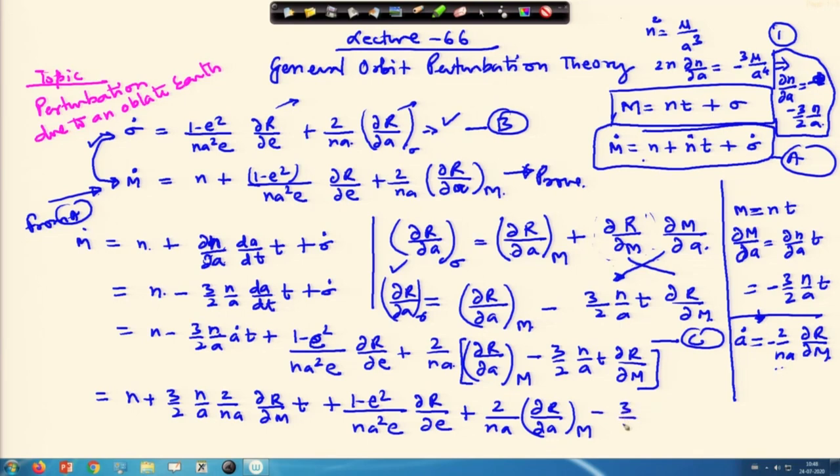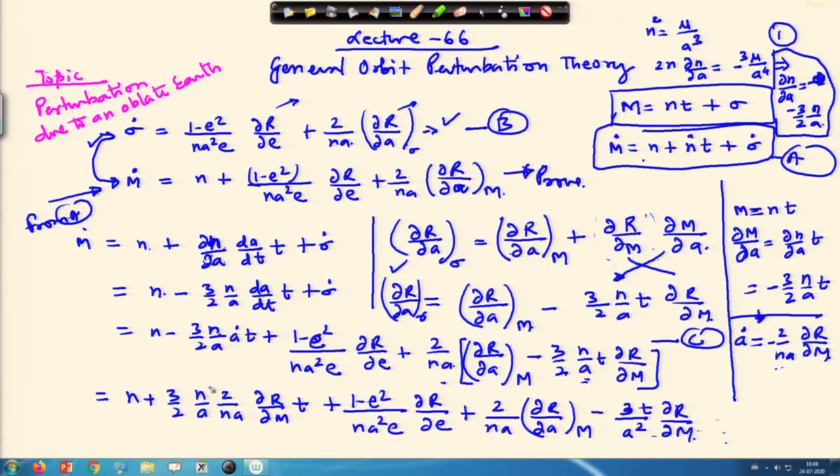Minus 3 by 2 n a t ∂r/∂m. So this is n a square, a is here or a is also here, and this 2 by n a, 3 by 2. On this part we have missed out, so let us write this place. So 2 2 cancels out and this gets 3, n n will cancel out, 3 by a square, 3 by a square t ∂r/∂m.